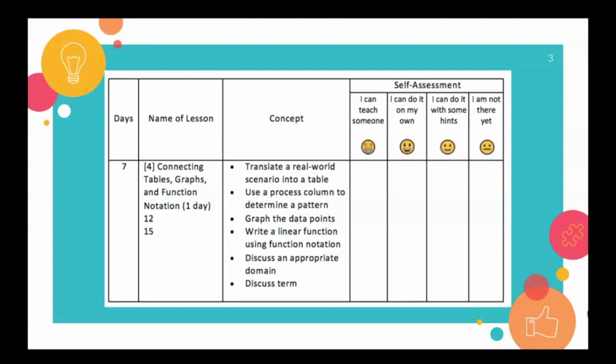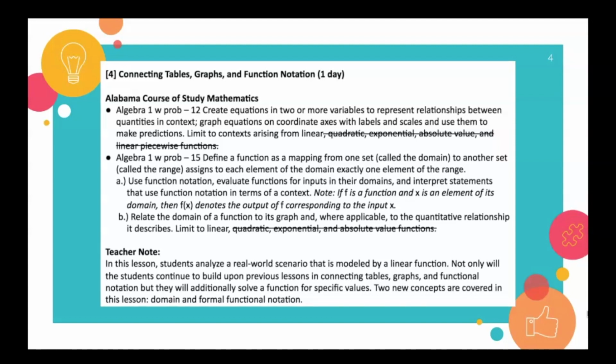Students are expected to be able to translate a real-world scenario into a table, use a process column to determine a pattern, graph the data points, write a linear function using function notation, discuss an appropriate domain, as well as discuss the definition of the word term. In this lesson, the standards that are being focused on are numbers 12 and 15. And the new concepts in this lesson are domain as well as formal function notation.